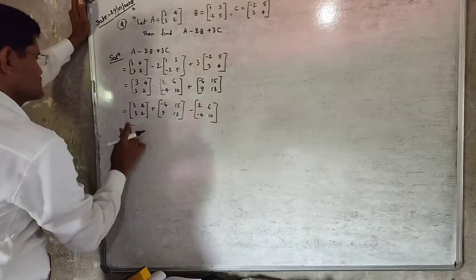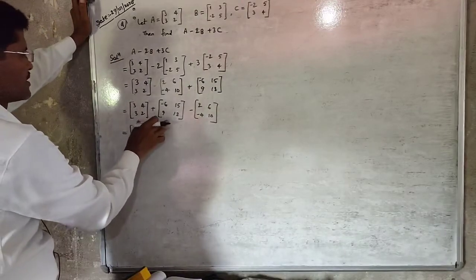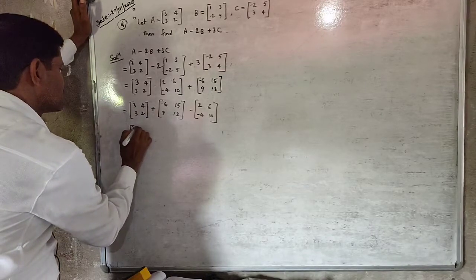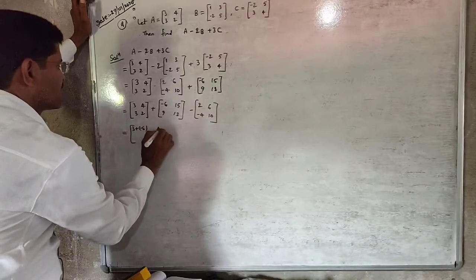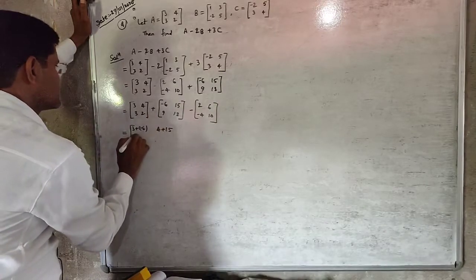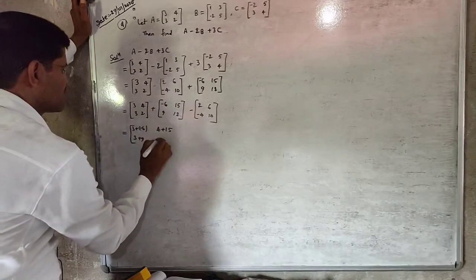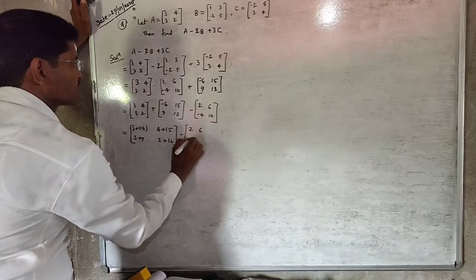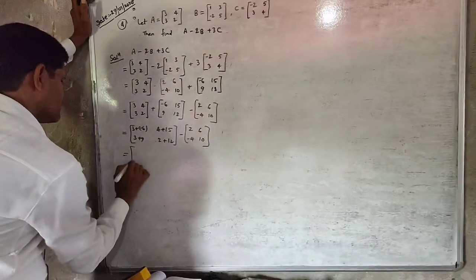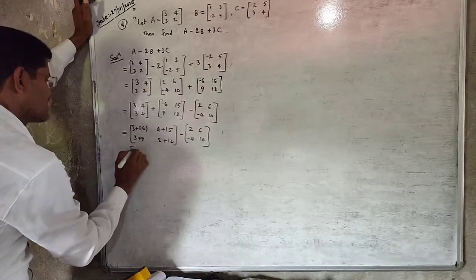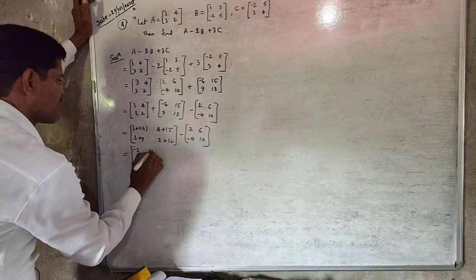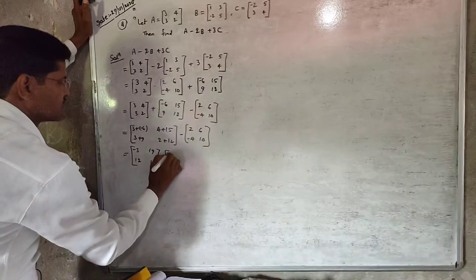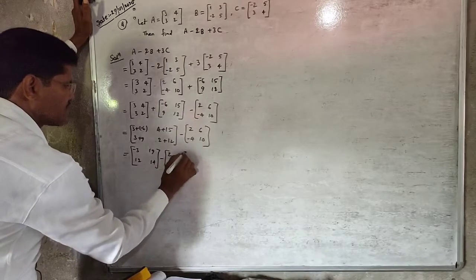Now I'm going to add: 3 plus minus 6, 4 plus 15, 3 plus 9, and 2 plus 12, minus [2, 6; minus 4, 10]. 3 minus 6 is equal to minus 3, then 19, 12 and 14, minus [2, 6; minus 4, 10].